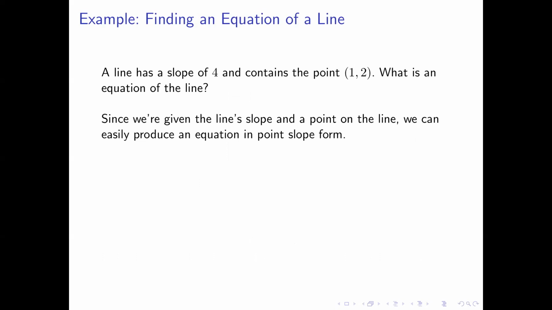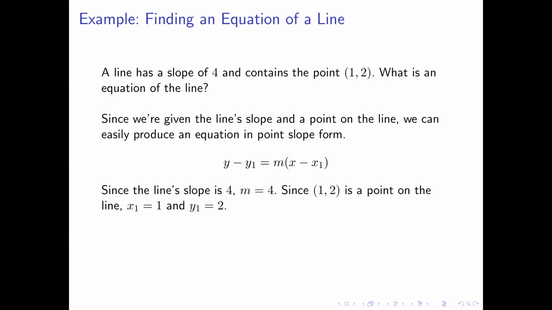Well, notice the information we're given. We're given the slope of our line, and we're given the coordinates of a point on our line. This sets us up to be able to use point-slope form very easily. There's point-slope form once again: y minus y1 equals m times x minus x1. Here, the value of m is going to be 4. That's the slope of our line. We're told that's 4, so m will be equal to 4.